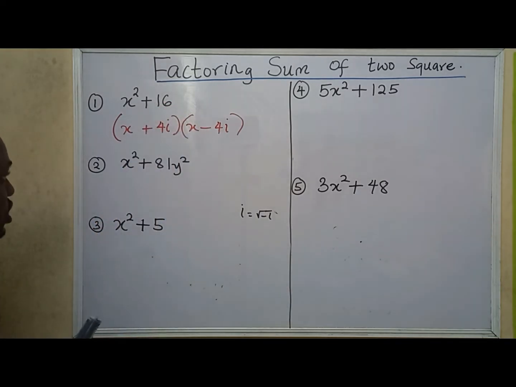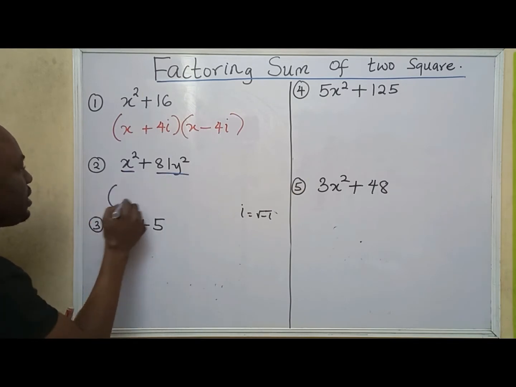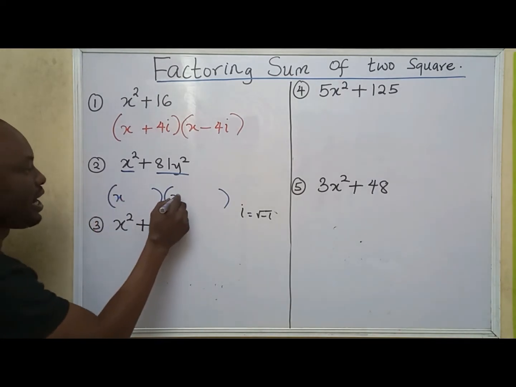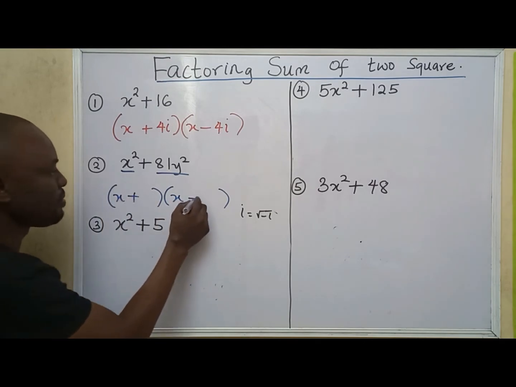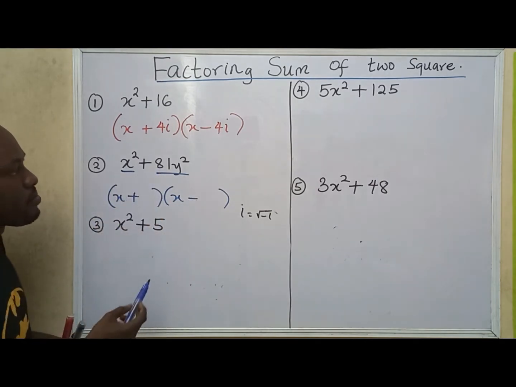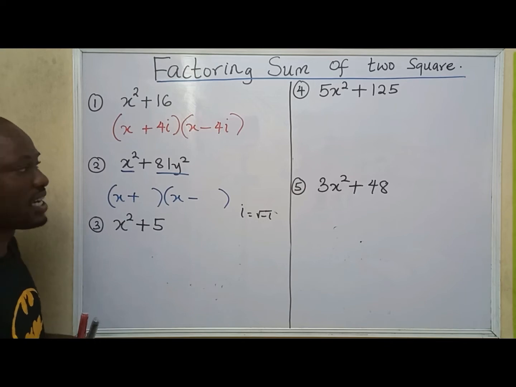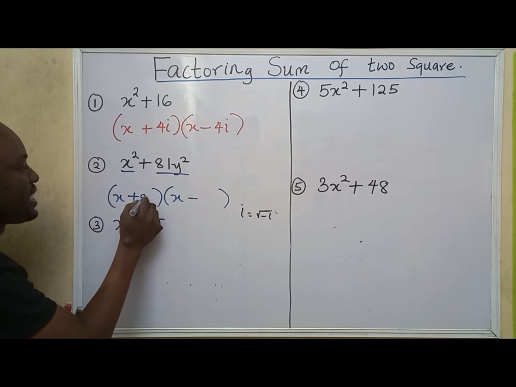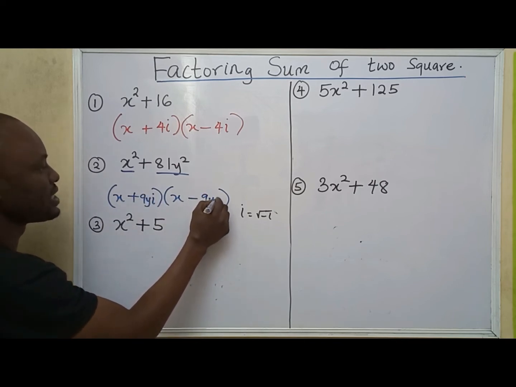All right. Now let's solve the next problem. This is a perfect square. That is a perfect square. Then I'll open up two parentheses. I have x here. I have x on the other bracket. Now this is plus, this is minus. Now if you look at 81, 81 is a perfect square because 81 can be expressed as 9 times 9, and y squared is also a perfect square. So my answer here will be 9y in terms of i, 9y in terms of i.